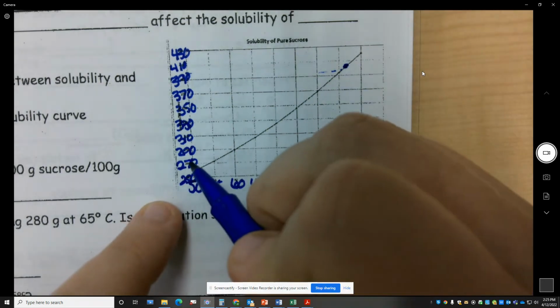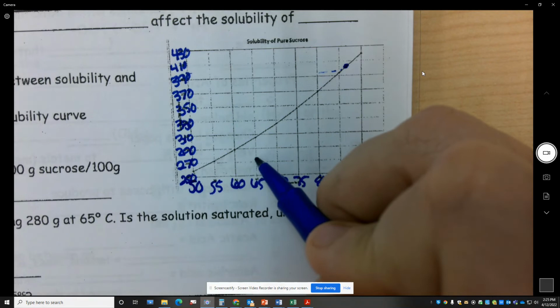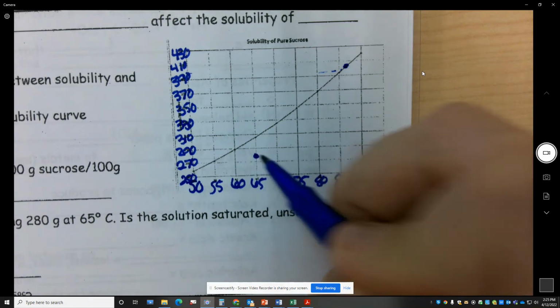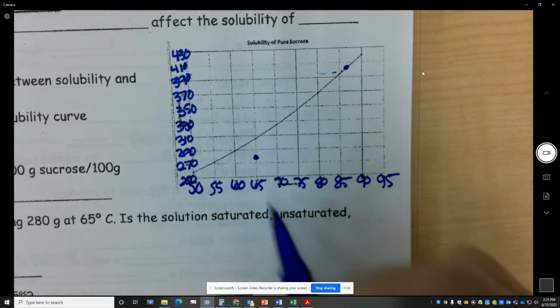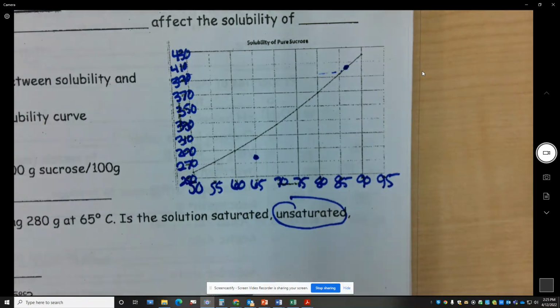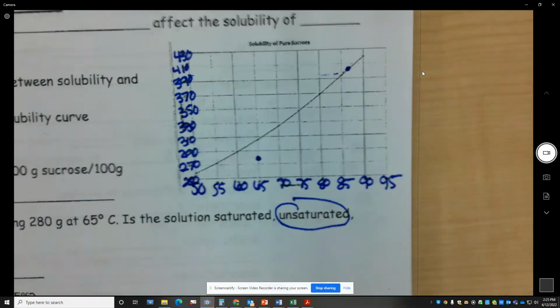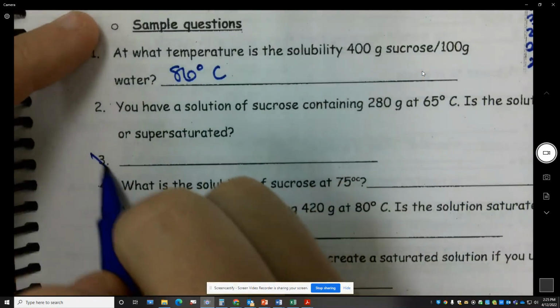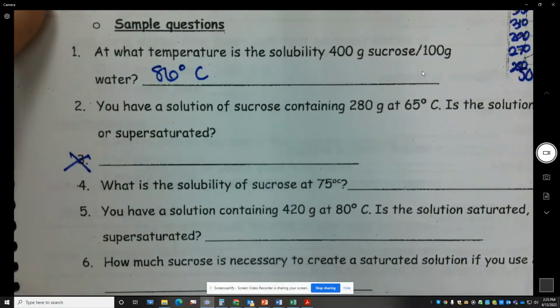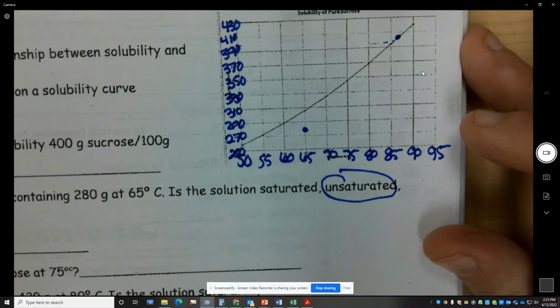All right, my next question says you have a solution containing 280 grams at 65 degrees. So 280 grams at 65 degrees. It would be unsaturated because it is under the line. All right, see this line right here, number 3? Cross that out.